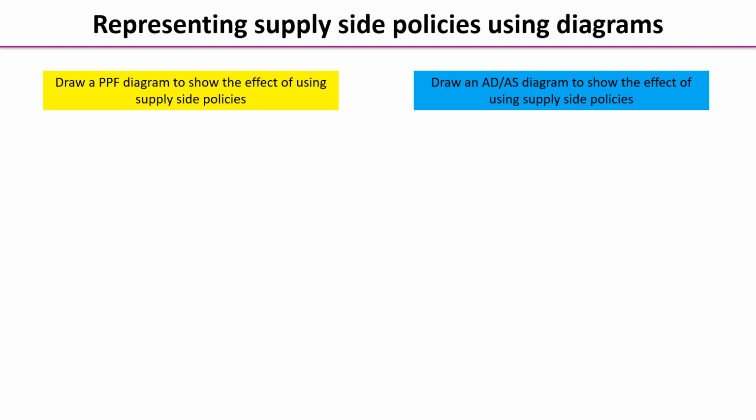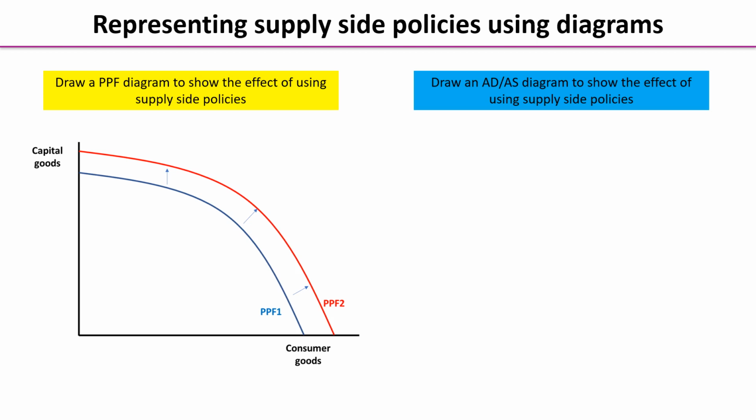So how can we show these on diagrams? And you'll see from the two headers here, there's two key ways we can do this, using a PPF or using an ADAS diagram. And again, you might want to pause again just for a couple of moments, scribble something down really quickly to see how good you are at this. So on the left then, we would show successful supply side policies as shifting out our PPF.